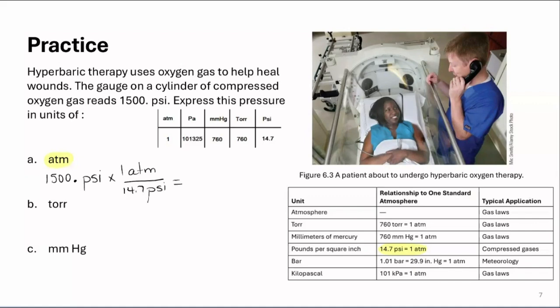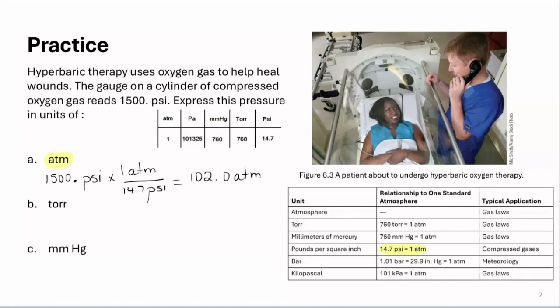When we put these values in the calculator, 1500 divided by 14.7, the calculator displays a value of 102.04, and there are many digits. Since our given unit has 4 sig figs, we're going to round our answer to 4 significant figures, which means that our final answer is 102.0 ATM.